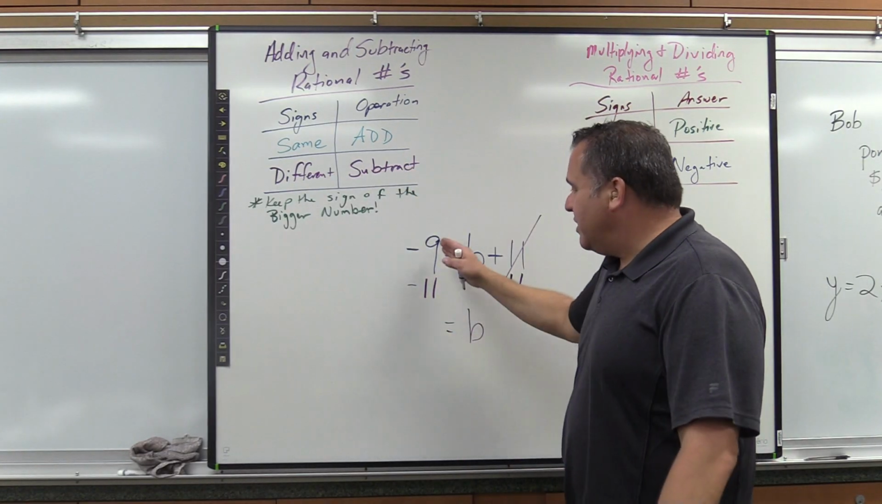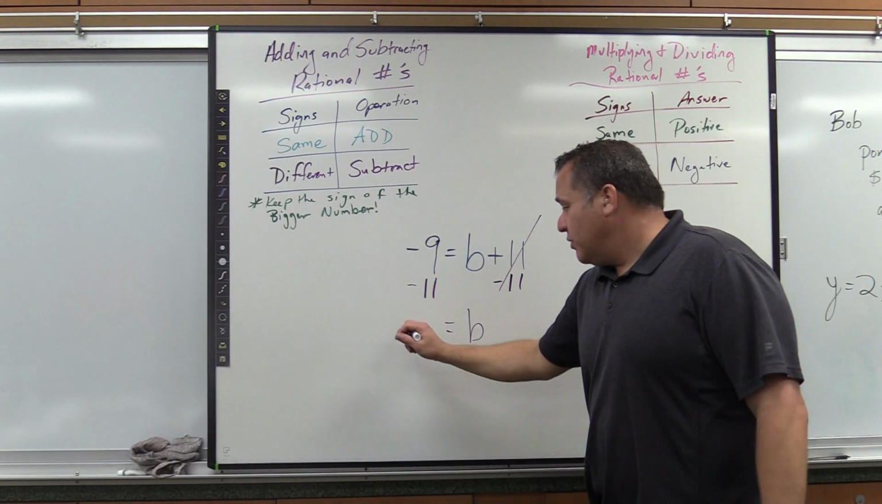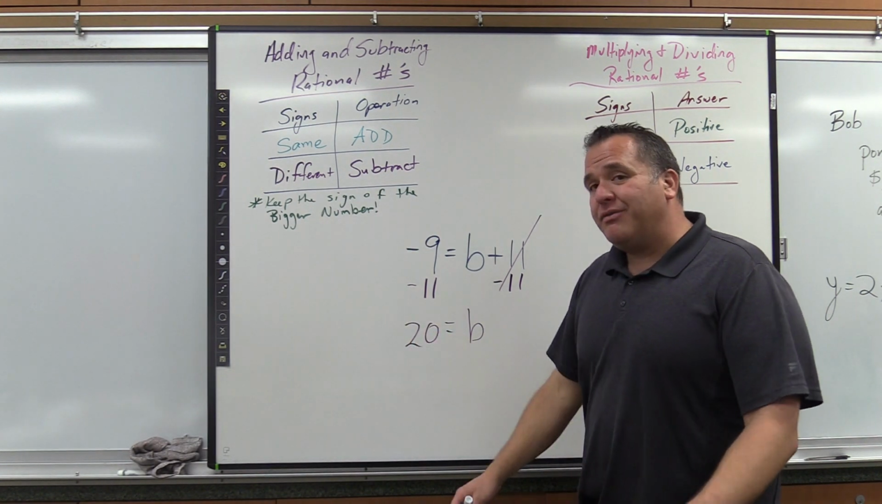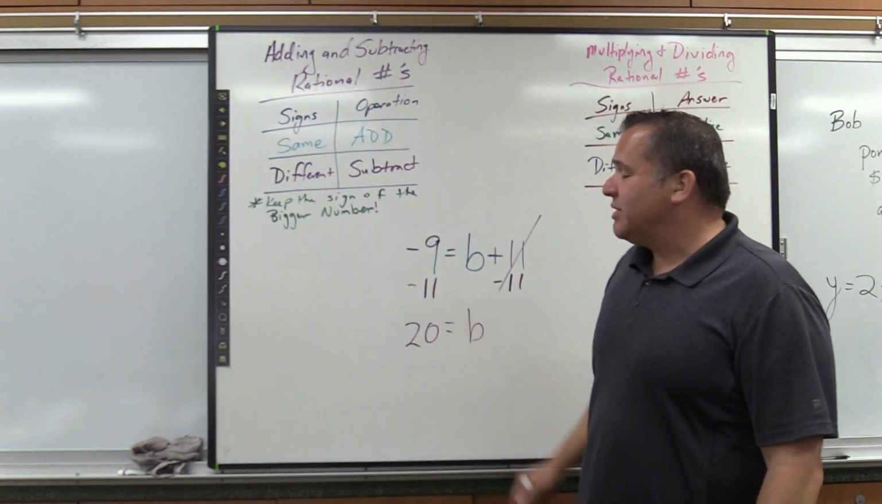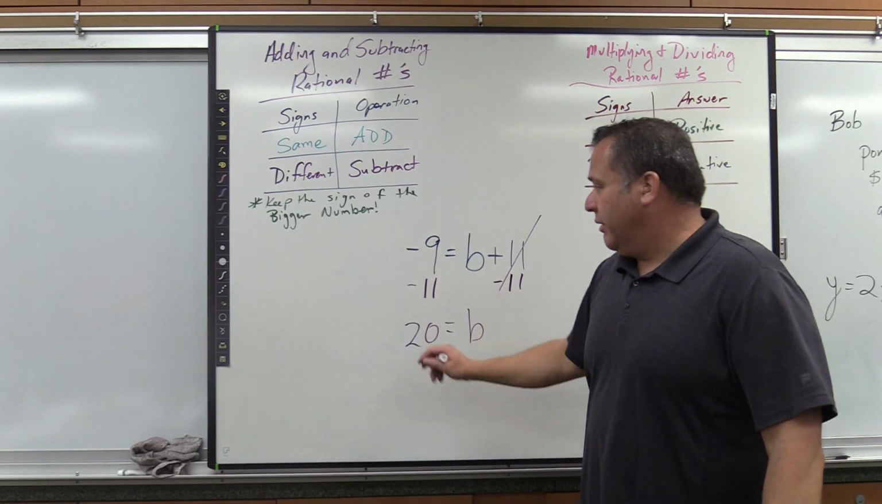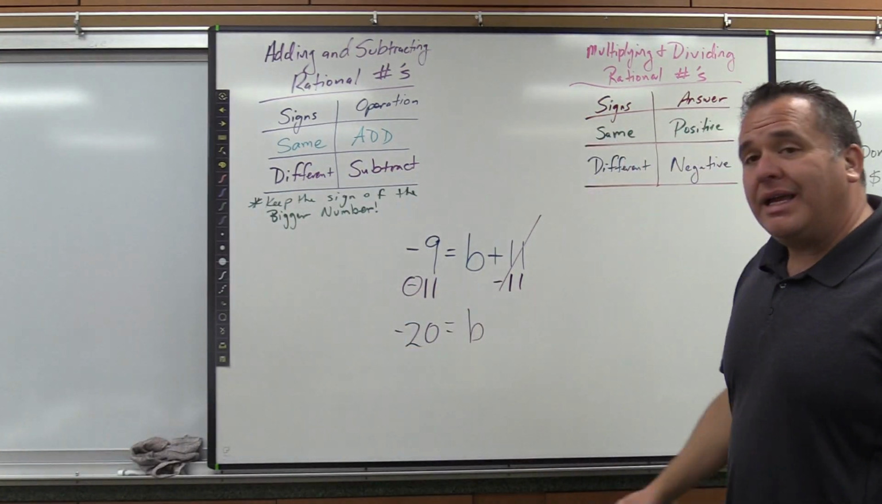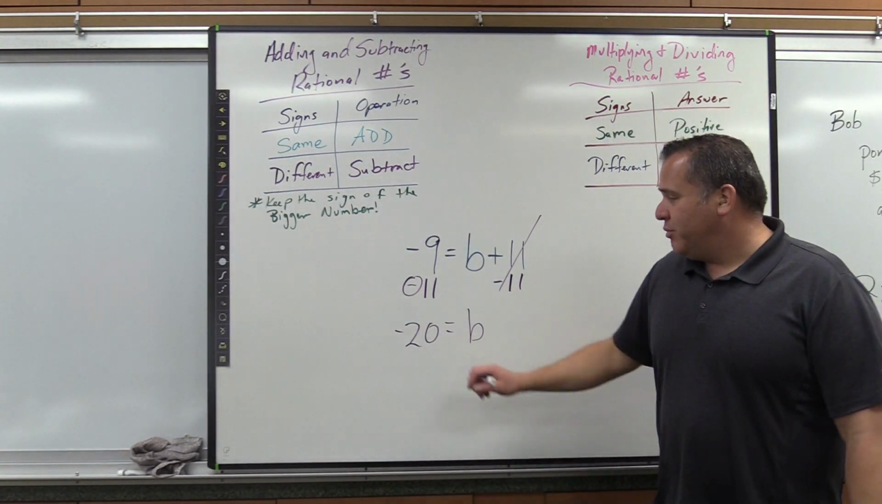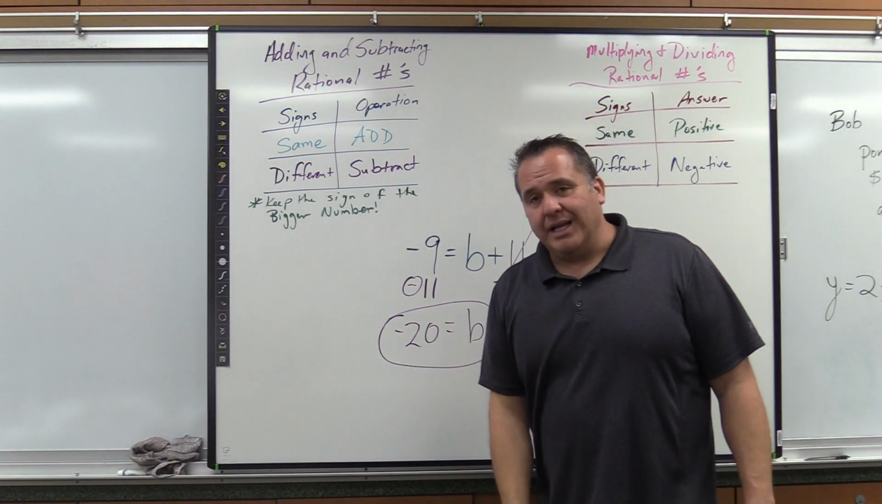So what is 9 plus 11? It's 20. So I'm going to put a 20 here. Now after I do that, I'm going to keep the sign of the bigger number. Okay, 11 is bigger, and it's a negative, so it's going to be -20. And right there, people, -20 equals b is my answer.